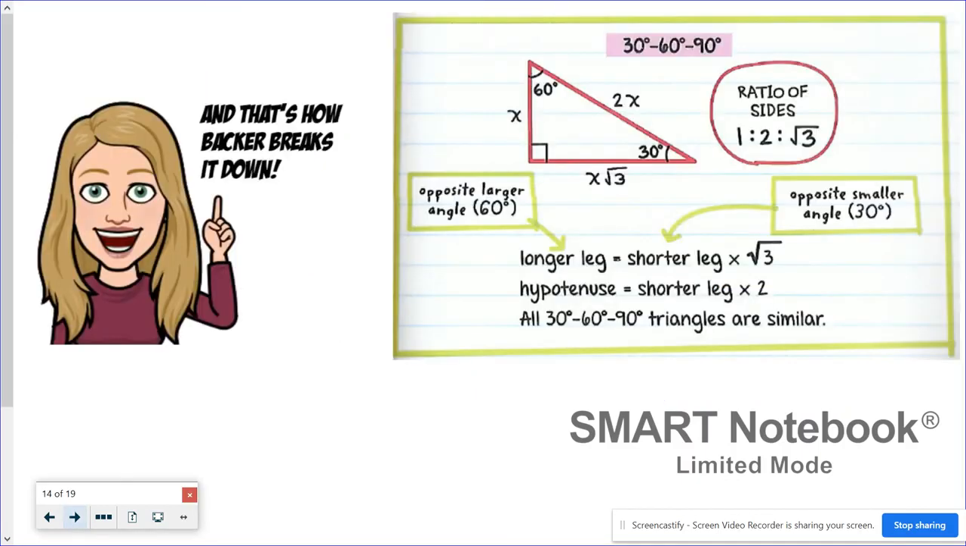And so that's how we can find missing side lengths in 30, 60, 90 triangles. Definitely, if you know the short leg, that makes it really easy, because the longer leg is the shorter leg times the square root of 3, and the hypotenuse is the shorter leg times 2. And if you aren't given the shorter leg to start off with, find it first.